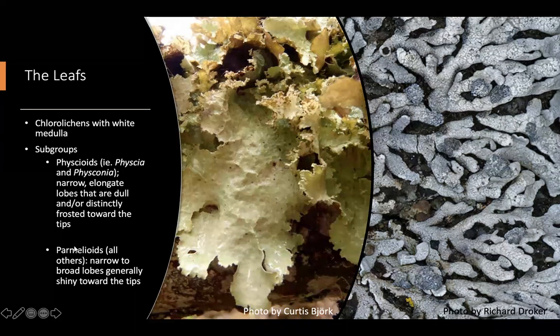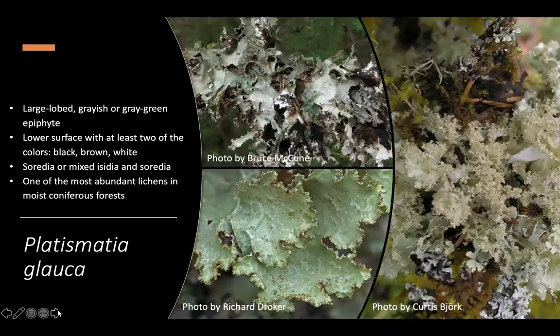Most of the ones we're going to be learning about this quarter belong to the parmelioids, and these have narrow to broad lobes that are generally shiny towards the tips. So let's take a look at some of the species on your site ID list. First is Platismatia glauca. I like to say that with an Arnold Schwarzenegger Terminator accent. Platismatia glauca. It's a fun one to say, and it's one that you're going to commonly encounter in the Pacific Northwest, in lowland coniferous forests.